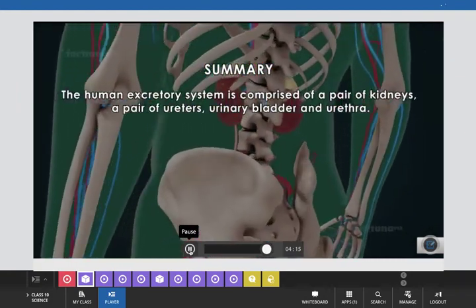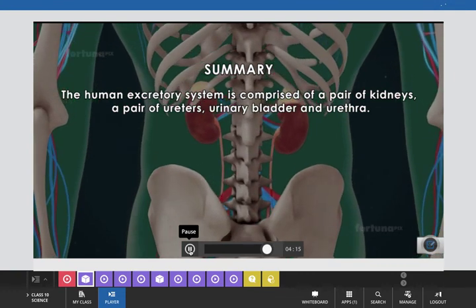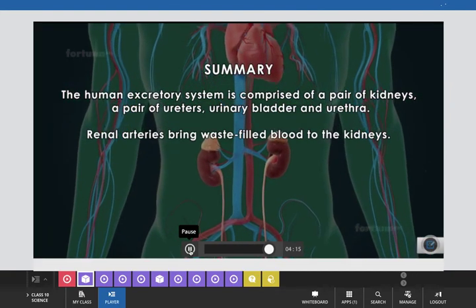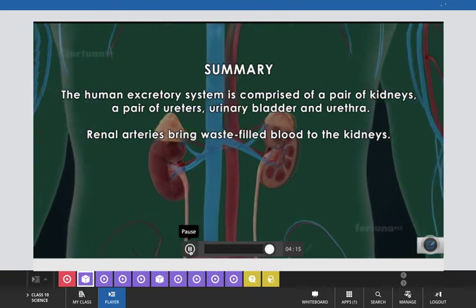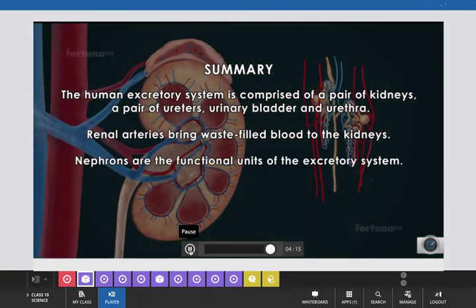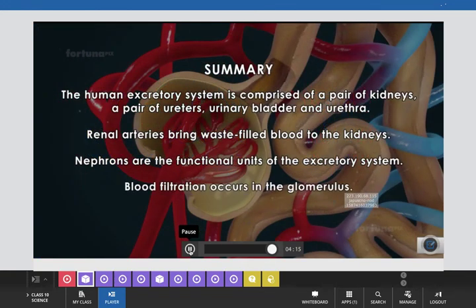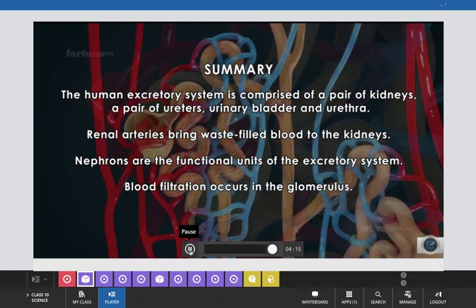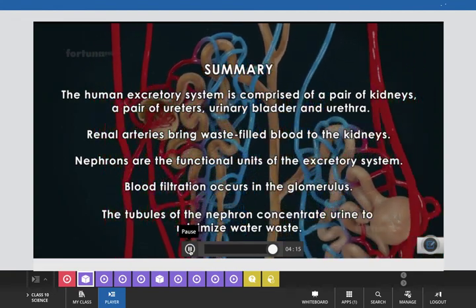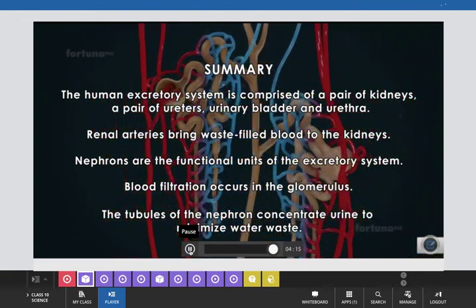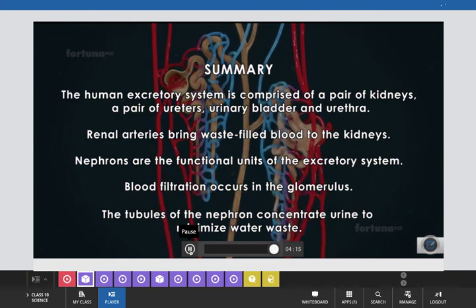Summary: the human excretory system is comprised of a pair of kidneys, a pair of ureters, the urinary bladder, and the urethra. Renal arteries bring waste-filled blood to the kidneys. Nephrons are the functional units of the excretory system. Blood filtration occurs in the glomerulus. The tubules of the nephron concentrate urine to minimize water waste.